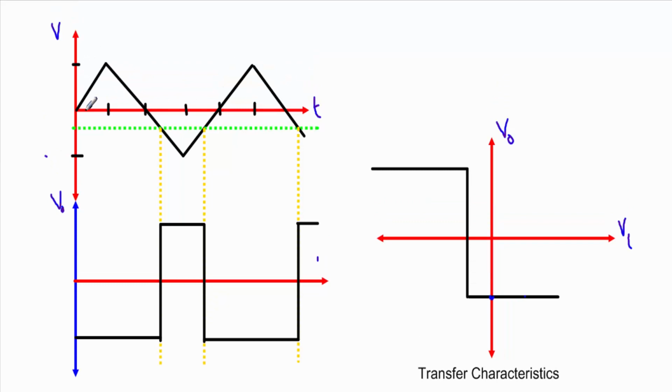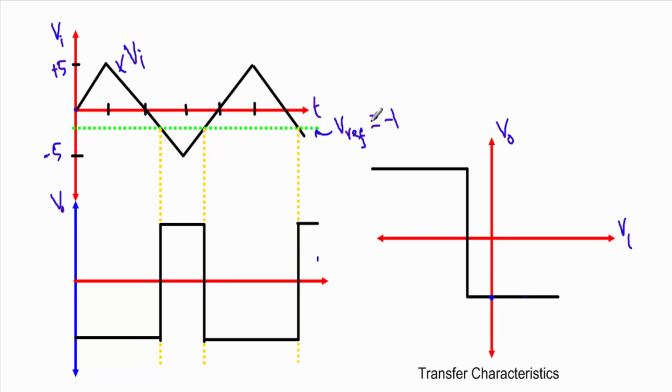This is our input waveform. This is a triangular wave shape. This is t equal to 0. It has a peak value of plus 5 and a negative peak of minus 5. See, this is our input voltage Vi. This is our 0 axis, and our negative reference voltage Vref will be equal to minus 1.